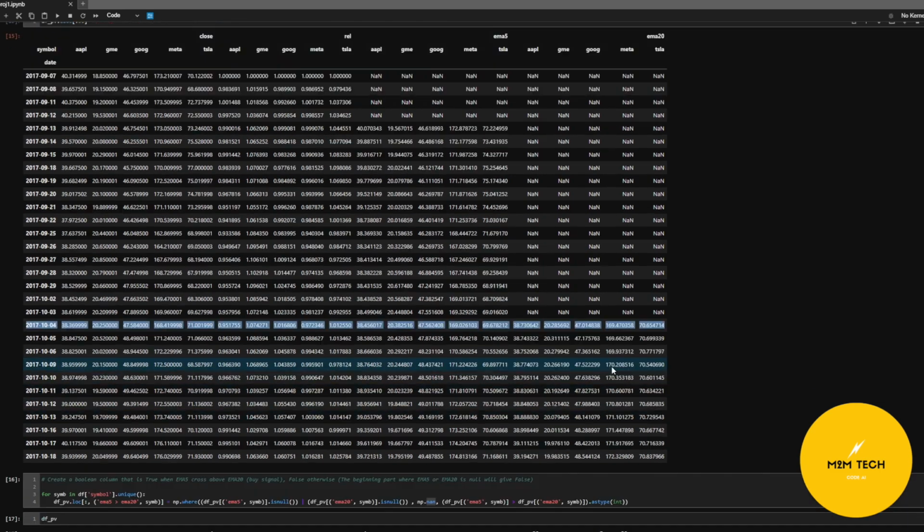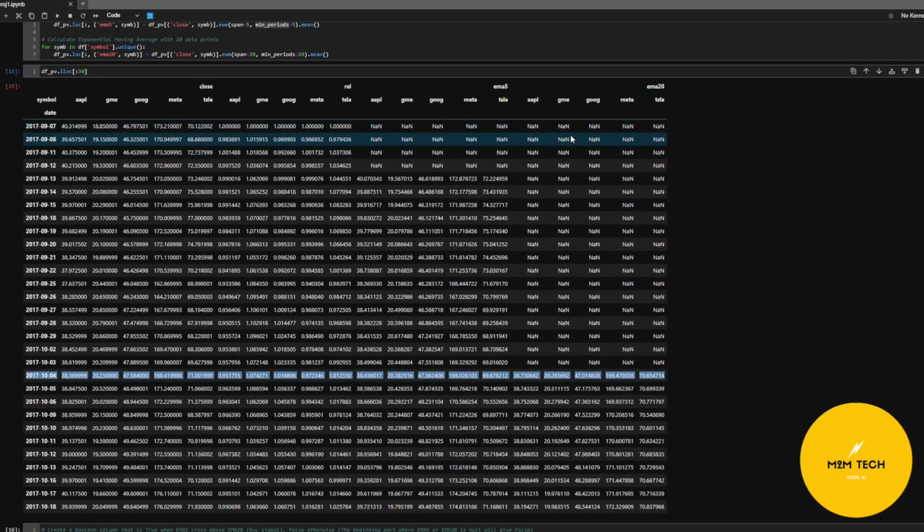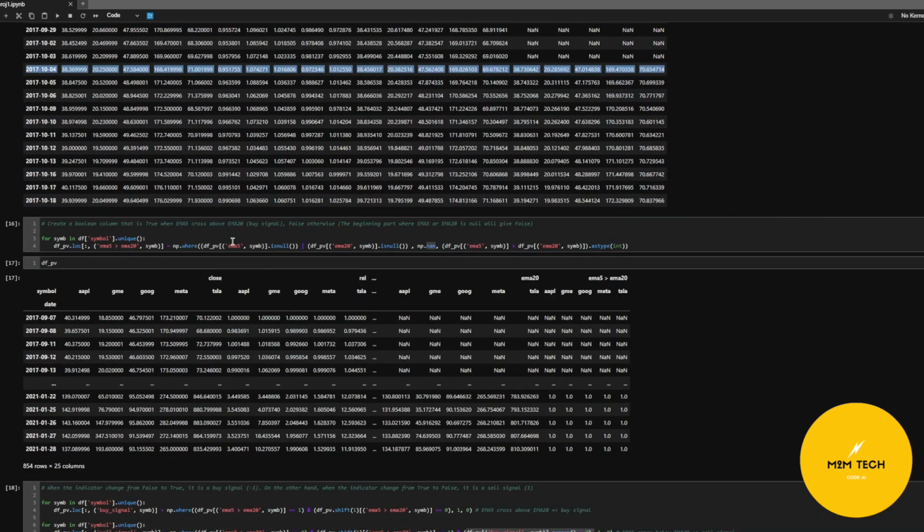Next, I'm going to create a buy and sell signal. So the buy signal is when at the current time step EMA5 is greater than EMA20, but at the previous time step EMA5 is less than EMA20. Okay, so this is the condition to check whether EMA5 is greater than EMA20 at the current time step. And for the previous time step, I use a shift method, and so this should be 0. So EMA5 is less than EMA20 in the previous time step. Okay, so if this is true, then we'll give it 1, indicating that we should buy, and 0 otherwise.